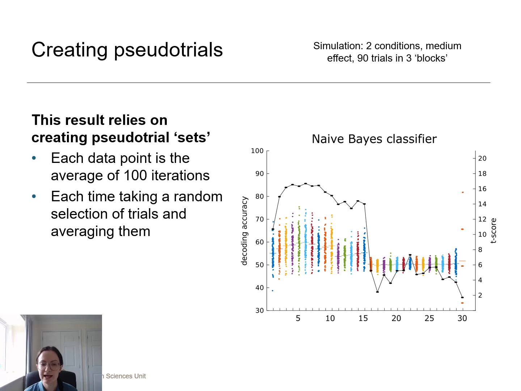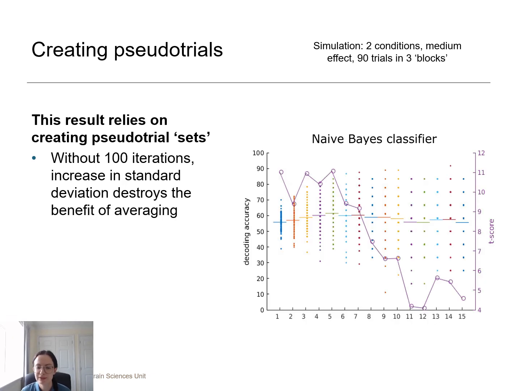The crucial thing to point out here is that this result relies on the fact that we're creating multiple pseudotrial sets. All that means is that we are randomly selecting trials and allocating them into our pseudotrials, and we do that 100 times. So we use random variations of all of the trials 100 times per participant. And therefore each point on here is the average of 100 different random pseudotrial iterations. The main reason for doing that is just to make sure that there's no random combination of trials that gives us a specific effect that we wouldn't find with a different set of trials.